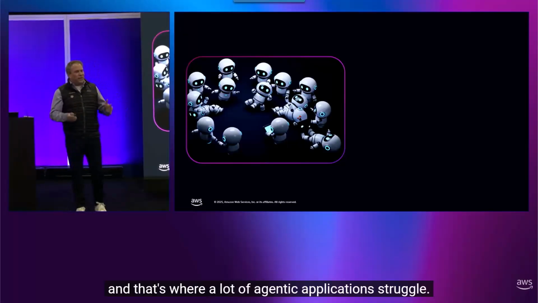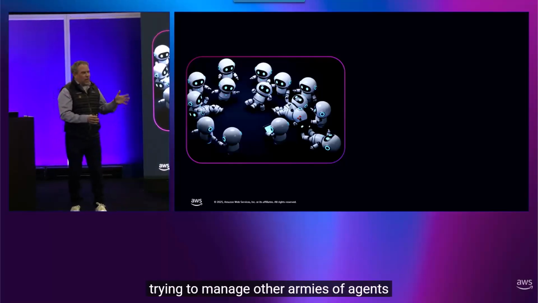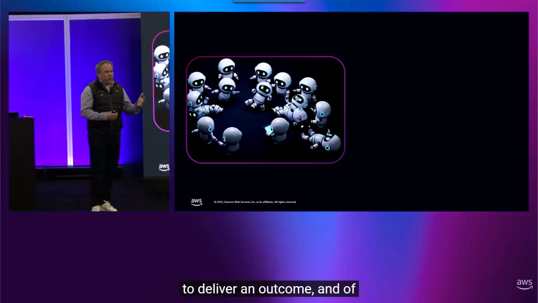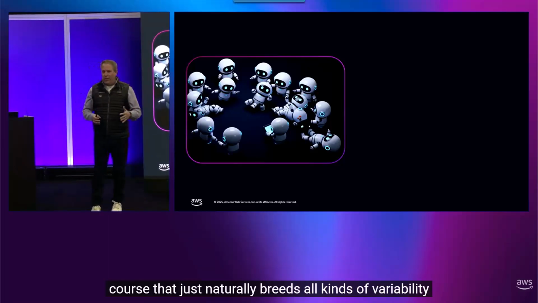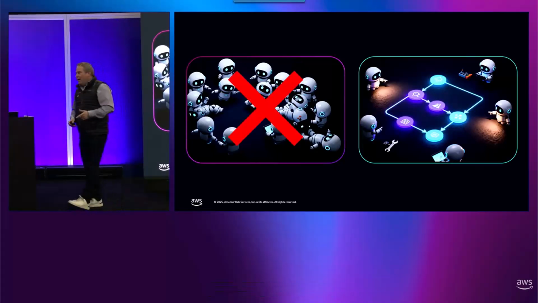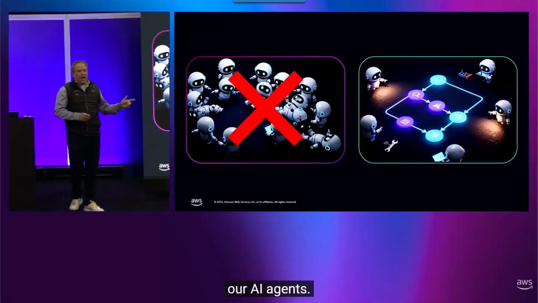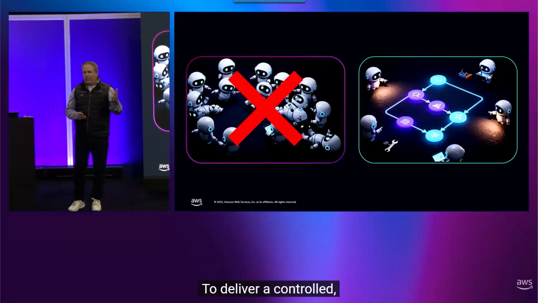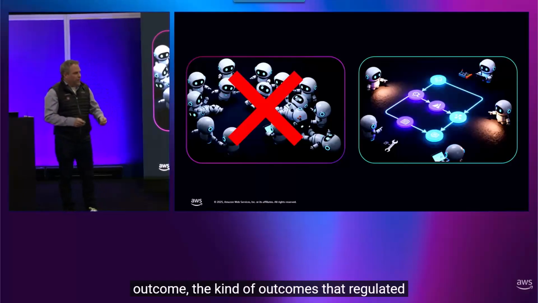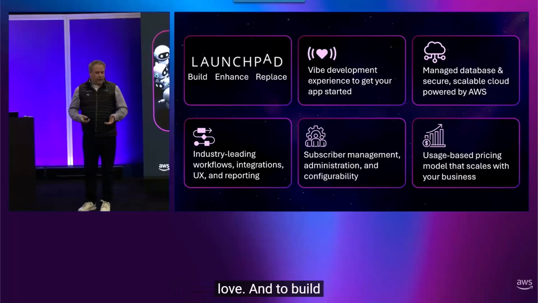And that's where a lot of agentic applications struggle. They have armies of agents trying to manage other armies of agents to deliver an outcome. And of course, that just naturally breeds all kinds of variability, which can't exist in financial decisions. So today, we're going to use workflows to manage our AI agents to deliver a controlled, deterministic, predictable outcome, the kind of outcomes that regulated industries like banking actually love.